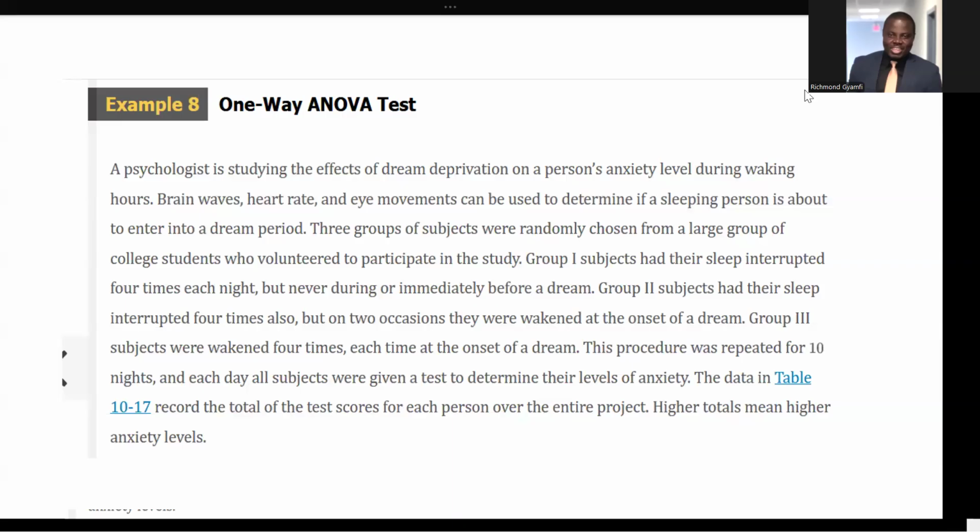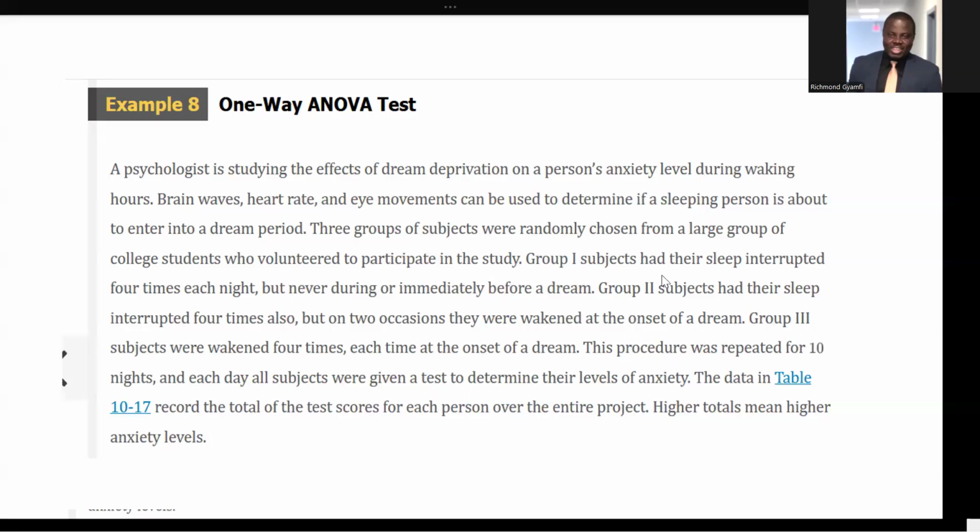Hello, everyone. So in this problem, I'm going to do the one-way ANOVA by hand. A psychologist is studying the effects of dream deprivation on a person's anxiety levels during waking hours. In this study, 3 groups of subjects were randomly chosen from a large group of college students who wanted to participate in this study.